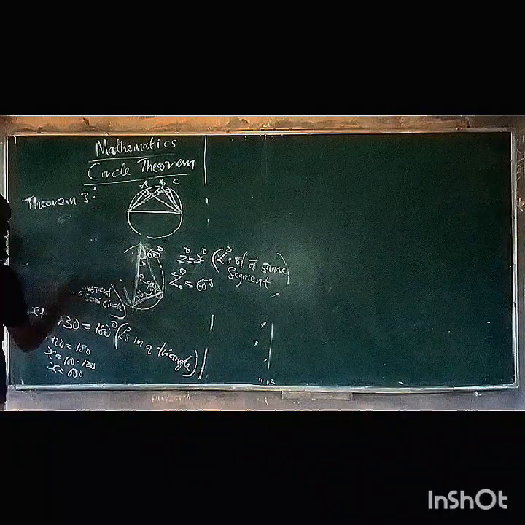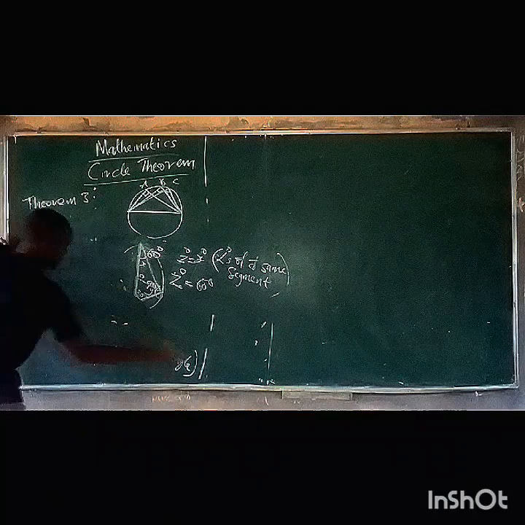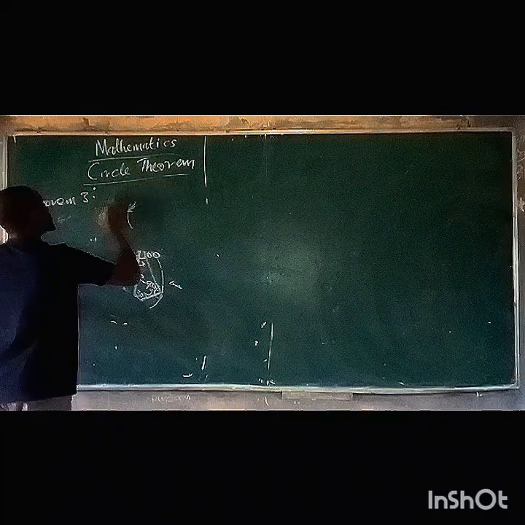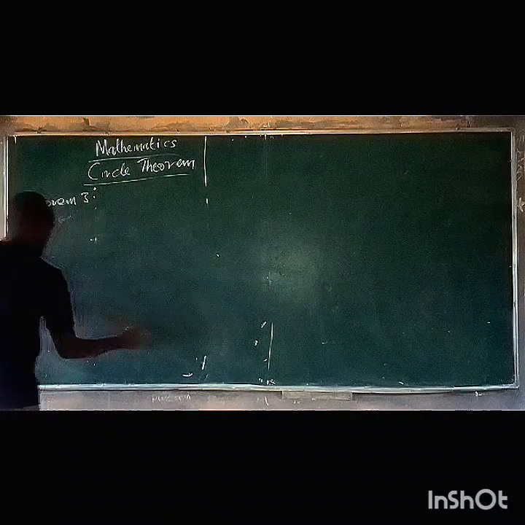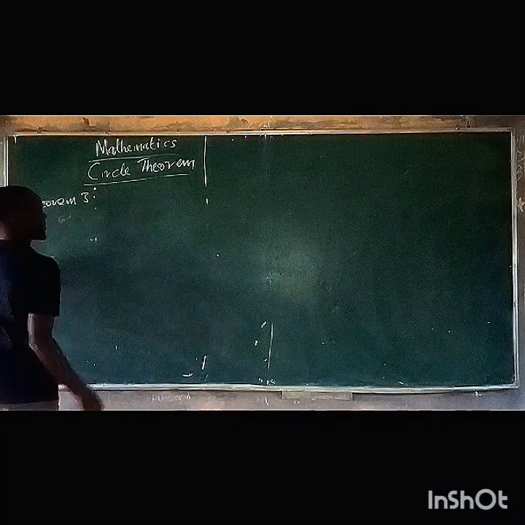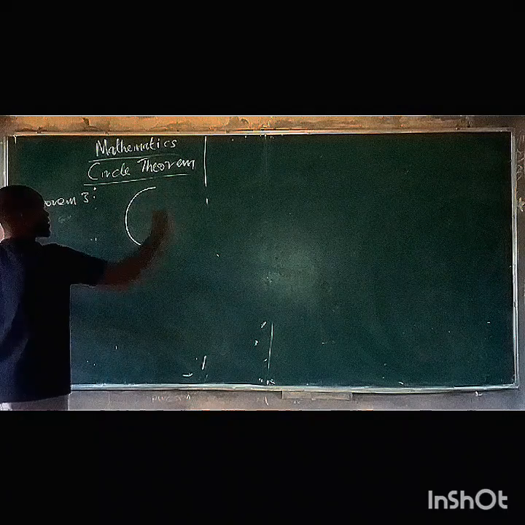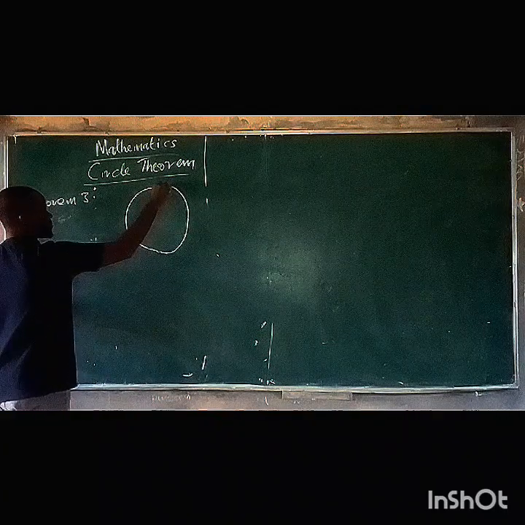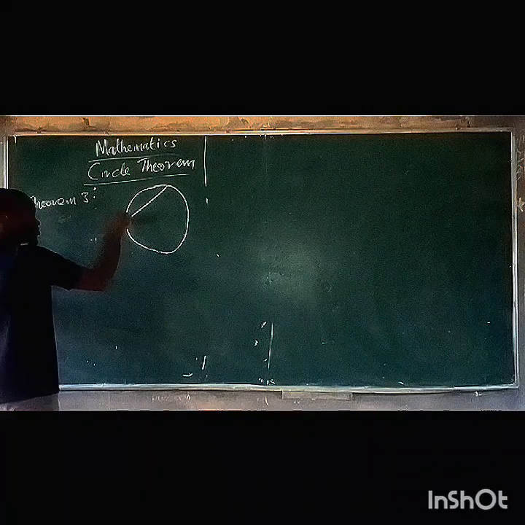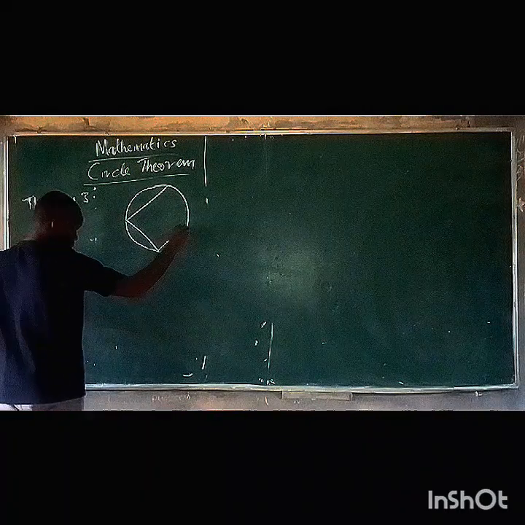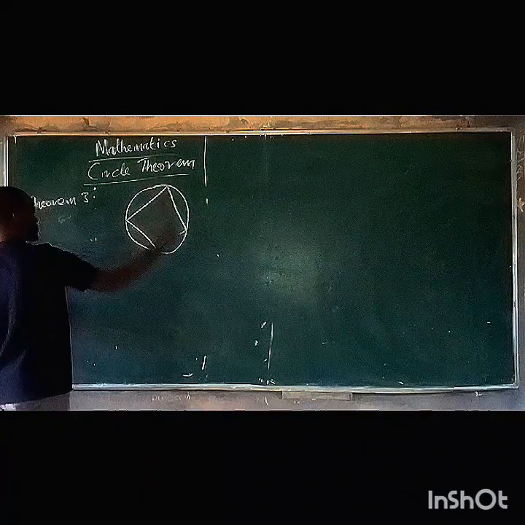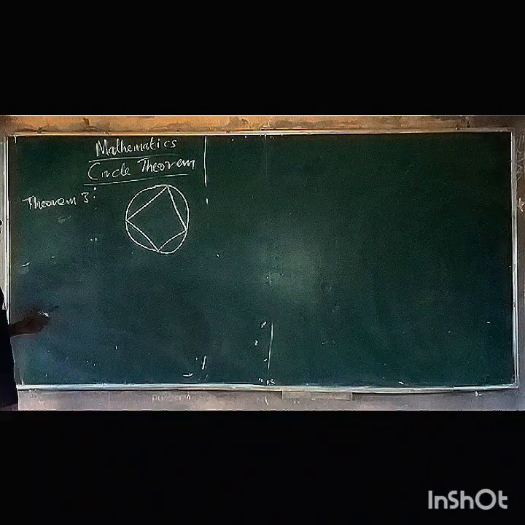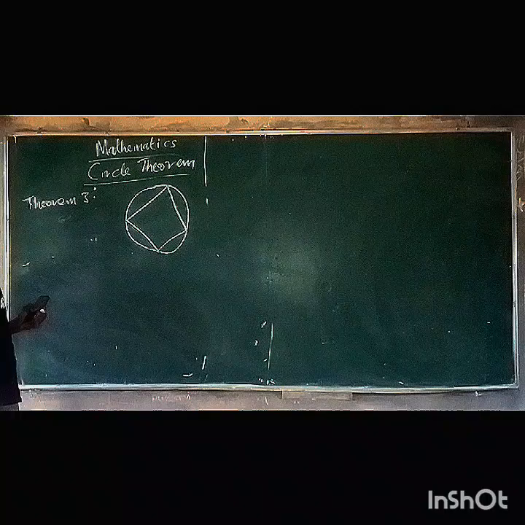Okay, let's look at another theorem, the theorem of the cyclic quadrilateral. Now, we have a cyclic quadrilateral. What does a cyclic quadrilateral mean? It means that when you draw a quadrilateral inside a circle. What's a quadrilateral? A quadrilateral is a shape that has 4 sides, drawn inside a circle.